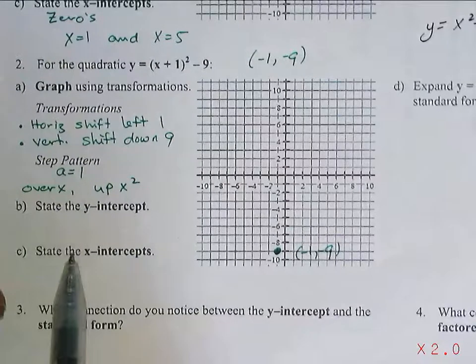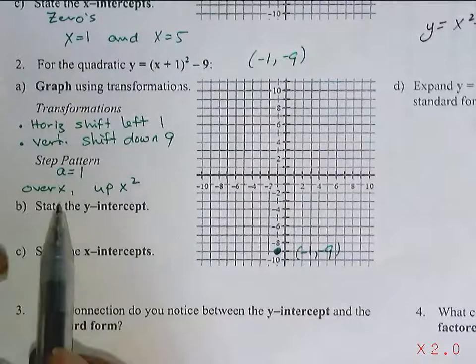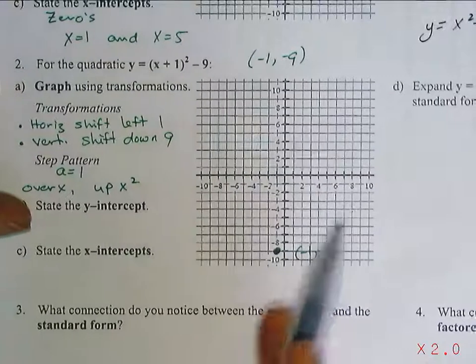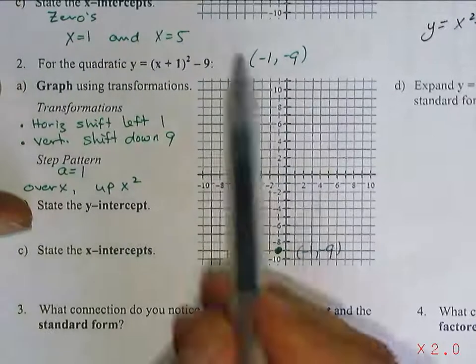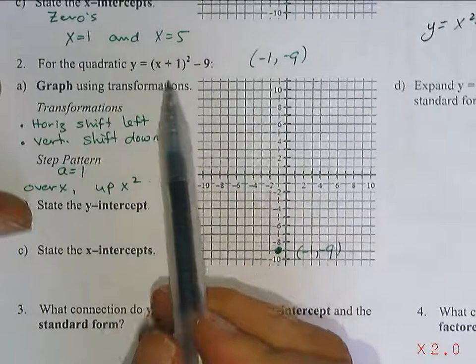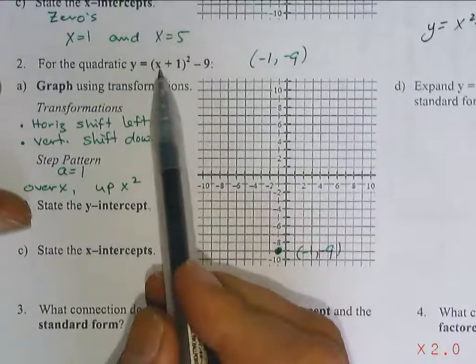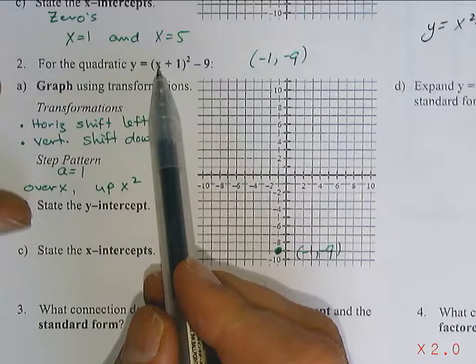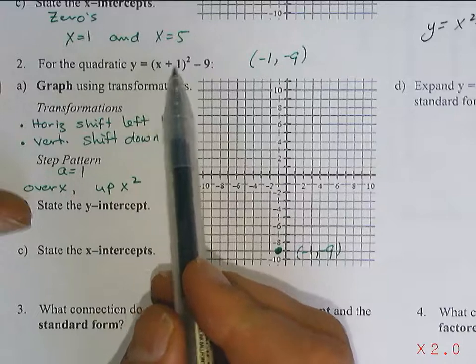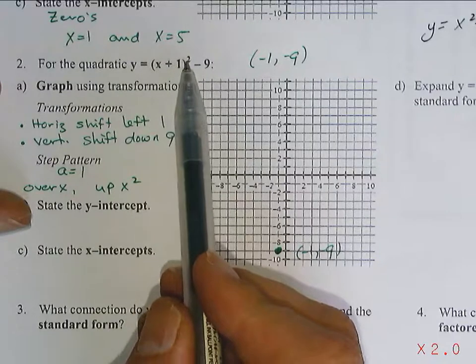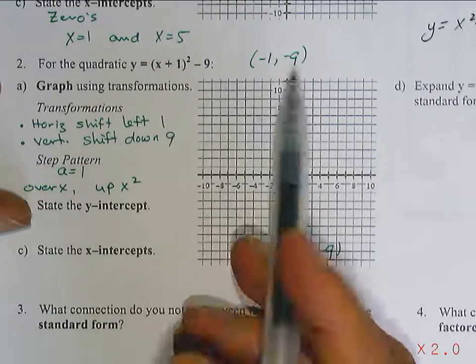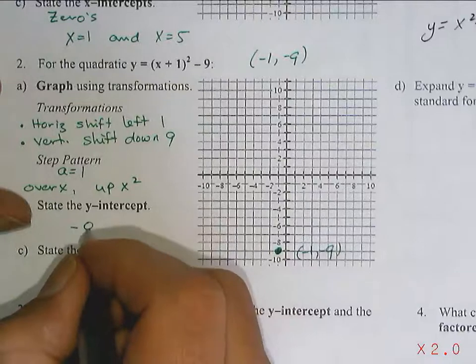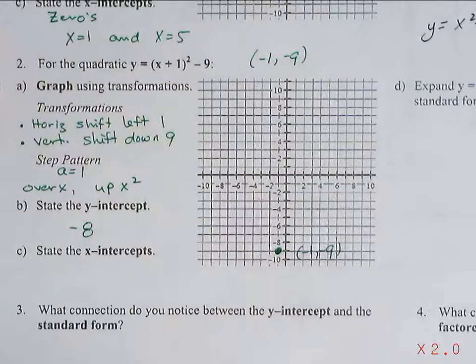State the y-intercept. Well, let's state the y-intercept, but not by graphing. Let's do it by looking at the equation, because we can. We're going to find the y-intercept by setting x equal to 0. So if x is 0, 0 plus 1 is 1, 1 squared is 1, 1 minus 9 is negative 8. The y-intercept is going to be negative 8.